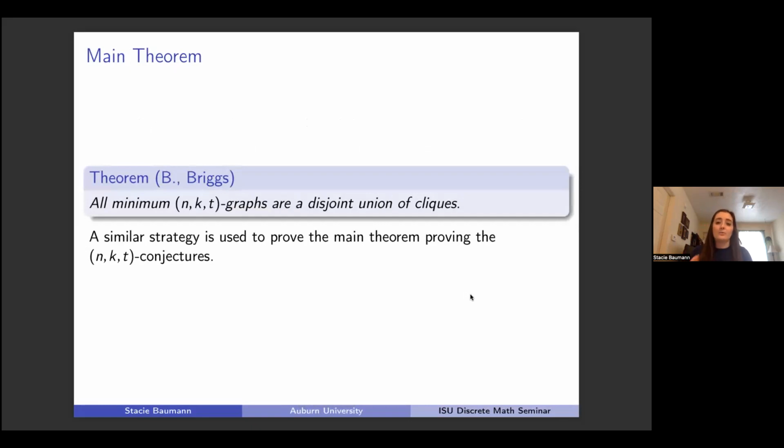So again, that was just one example with specific numbers, but we proved that for any n, k, and t. And we used that similar strategy of breaking it up by independence number. Again, that came from the fact that we realized that all of those minimum graphs had different independence numbers. And we used that strategy to prove the main theorem.